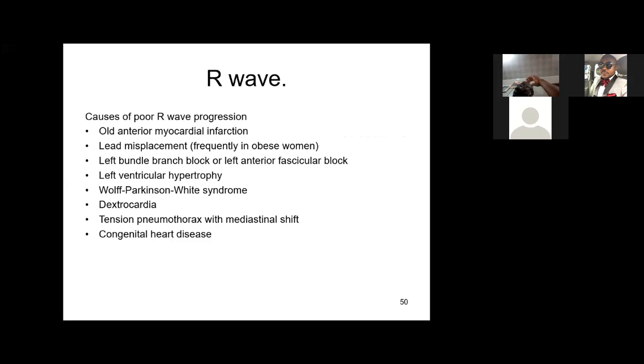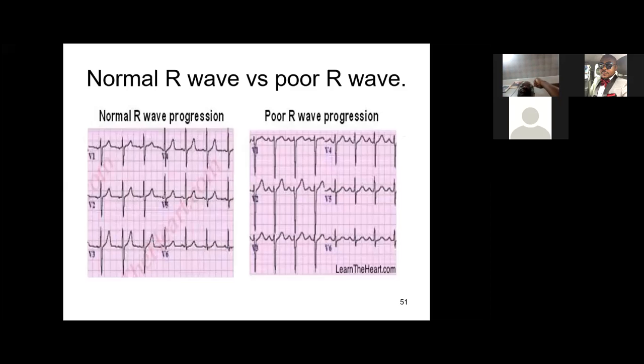Now, there are causes of poor R wave progression. It might be due to an old anterior myocardial infarction, lead misplacement, frequently in obese women, left bundle branch block or left anterior fascicular block, left ventricular hypertrophy, Wolff-Parkinson-White syndrome, dextrocardia, tension pneumothorax, and congenital heart disease. This is a classical example of a normal R wave progression and a poor R wave progression. The electrical impulse is taking time to propagate, hence the very poor progression.